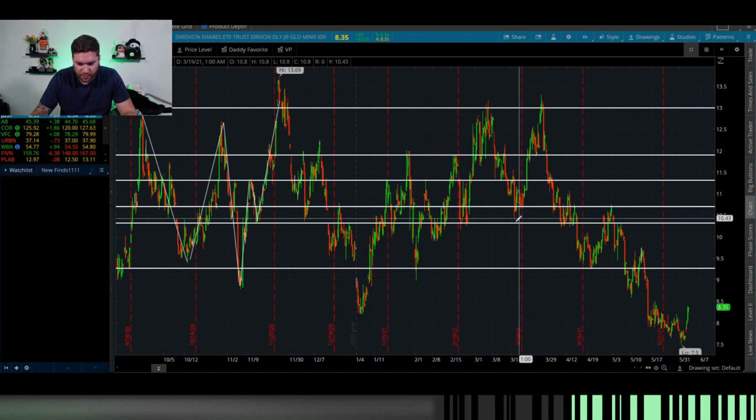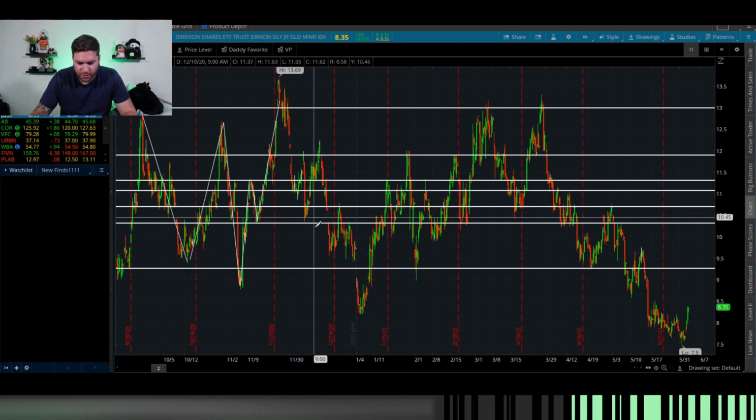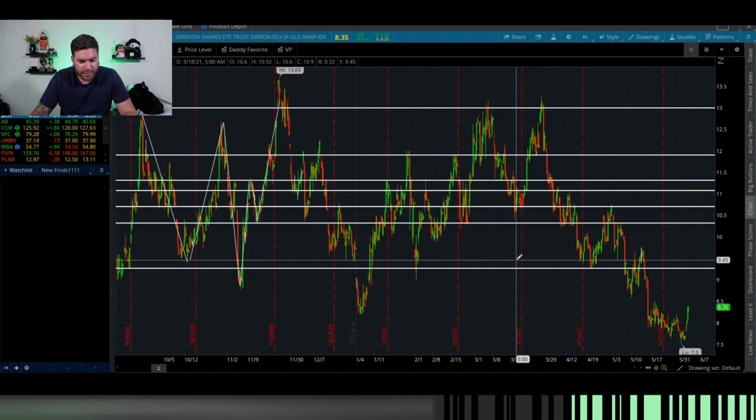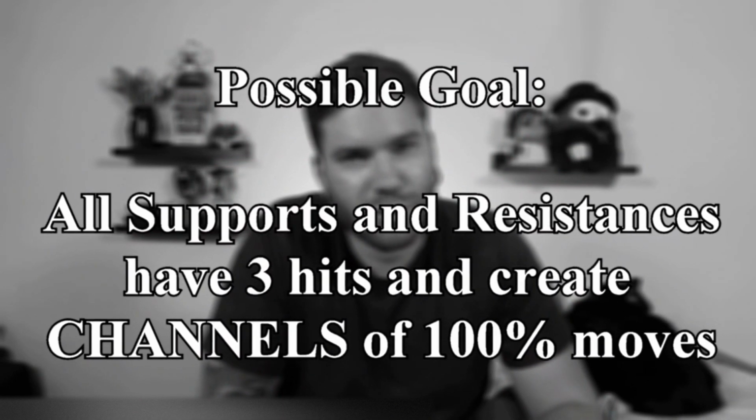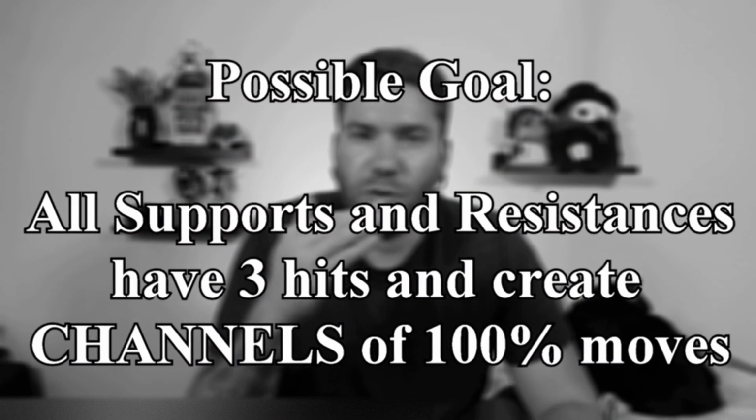I'd put one probably there to get most of these moves out. You'd probably put one here as well if you wanted to. And that's probably about all you need for supports and resistances to make channels. So again, moving into the next section with goal setting and making trading plans, when you're trying to set goals for supports and resistances, 3 hits as always, but the goal also is to make channels. If you can make moves from support to resistance, resistance to support, you'll be much more successful in charting and technical analysis. We then discuss trend lines.